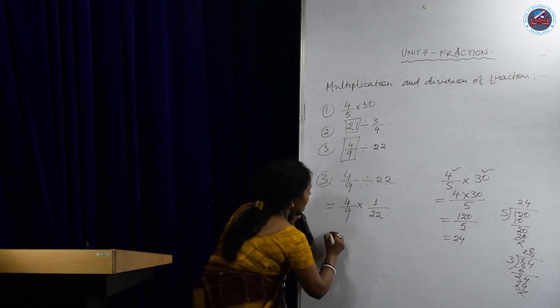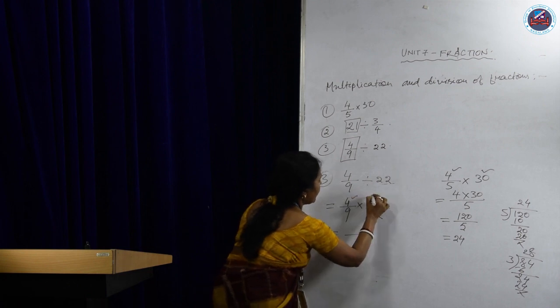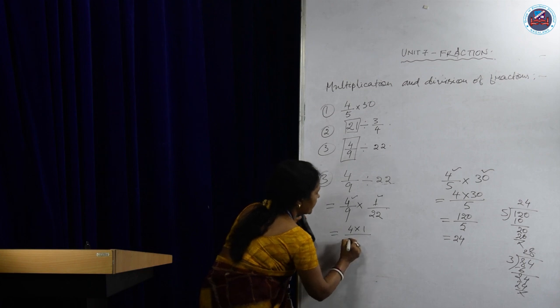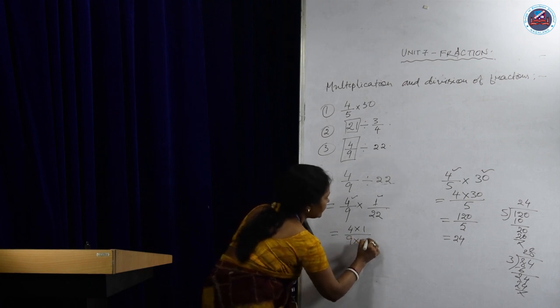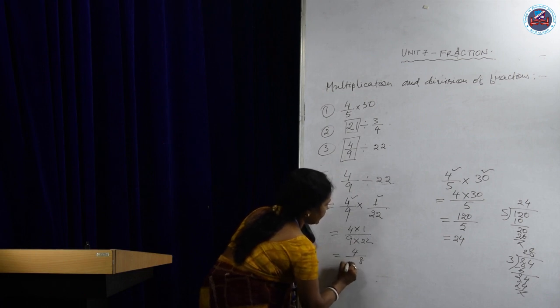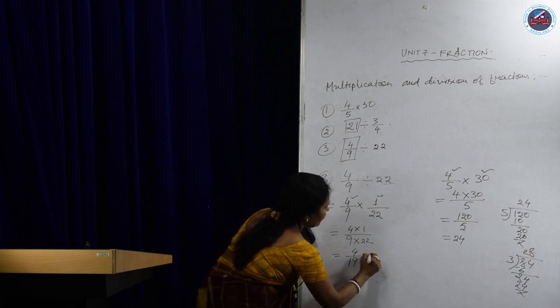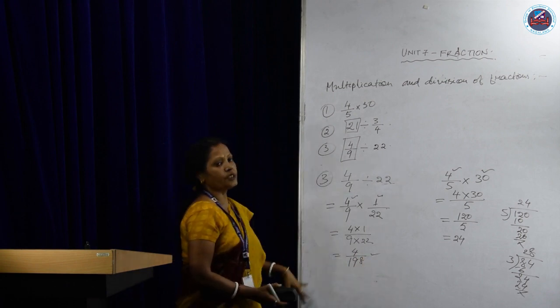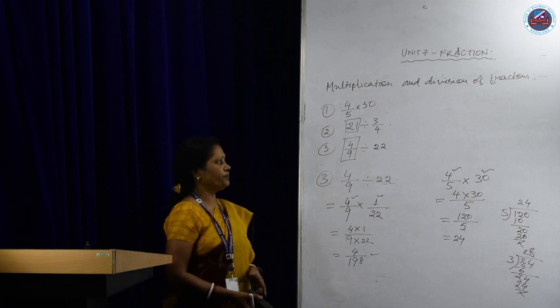Now it is the same as multiplication. What you can do, multiply the upper numbers, that is 4 and 1, and the lower numbers are 9 and 22. So here 4 ones are 4, and 22 nines are 9 twos are 18, then 198. So these are the two ways of doing the division.